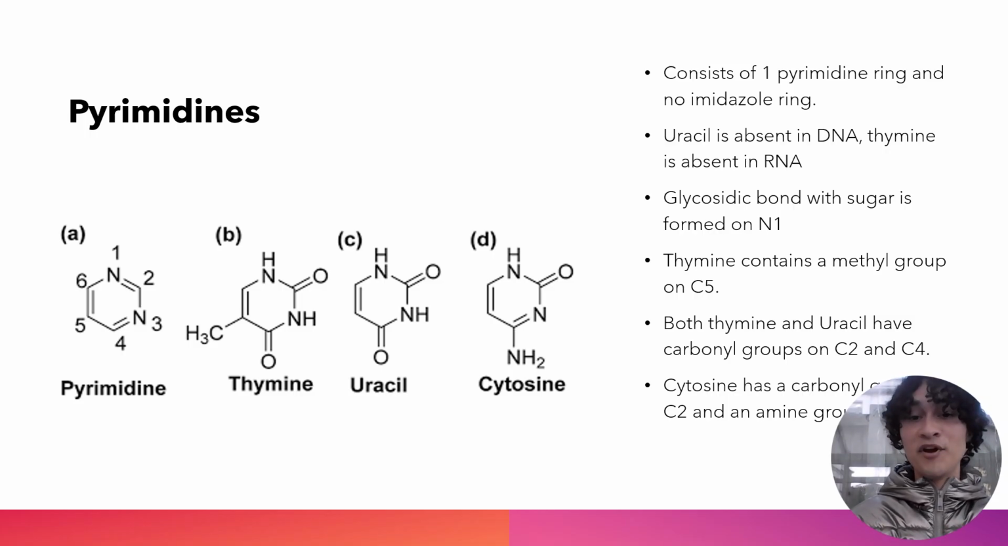Okay, so just to recap, pyrimidines are much smaller. They lack that imidazole ring and have a six-membered pyrimidine ring, which is still heterocyclic, composed of nitrogen and carbon. Both thymine and uracil have carbonyl groups on their second and fourth carbon respectively. However, thymine has an additional methyl group on its fifth carbon, and cytosine has a carbonyl group on its second, and instead of a carbonyl group on its fourth carbon like uracil and thymine, it has an amine NH2 functional group on its fourth carbon. So that's basically an overview of purines and pyrimidines and their atomic structure.